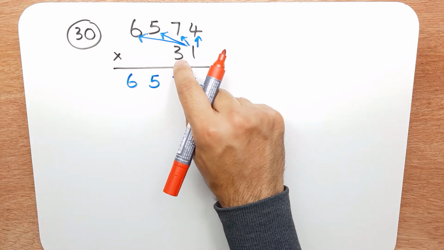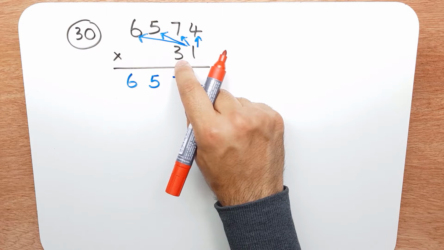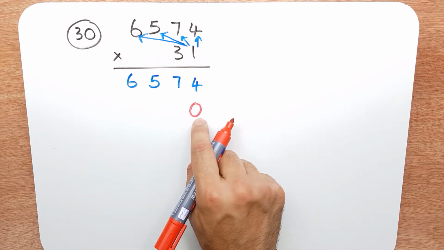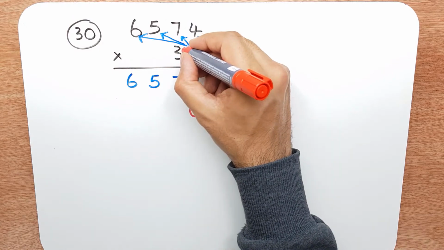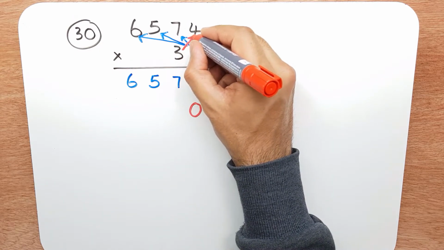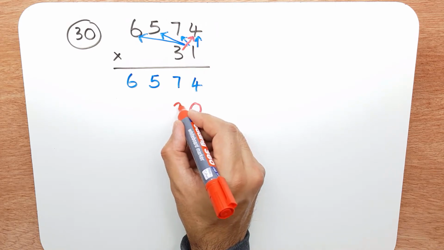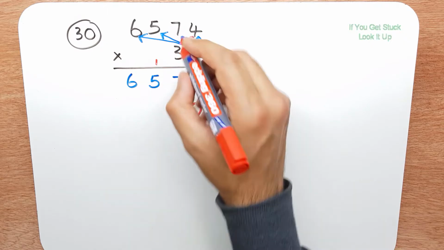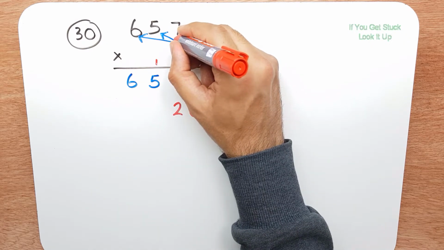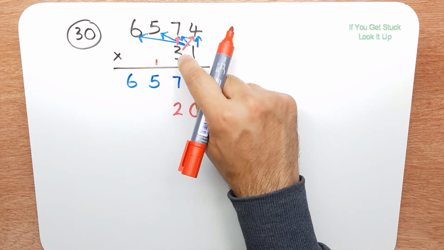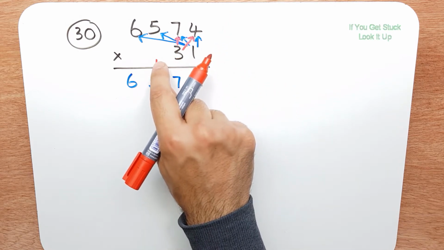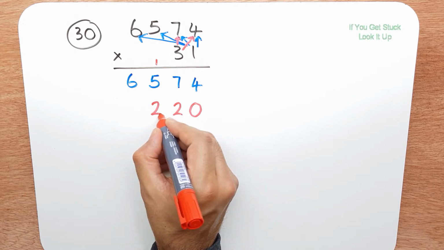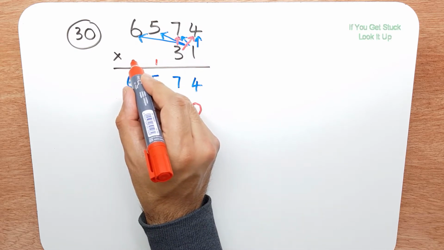Now we're moving on to the next column, the tens column. So what we do is we put a placeholder or a helper. That 0 is a helper. So now we do 3 times 4 is 12. Put the 2 down, carry the 1. Now it's 3 times 7. So 3 times 7 is 21, plus the 1 we've carried over is 22. So we put the 2 down and carry the 2 over to the next column.